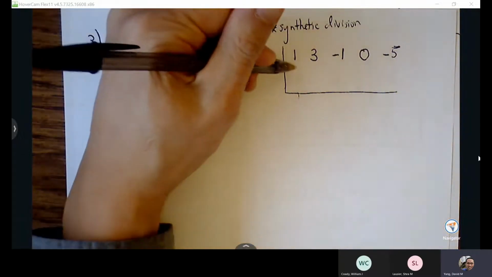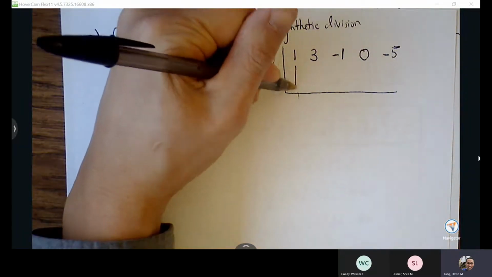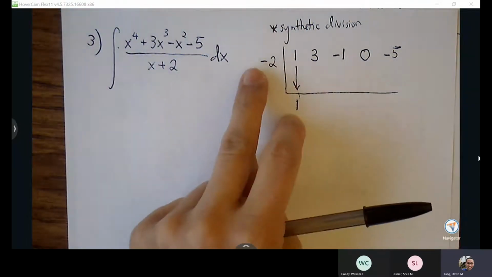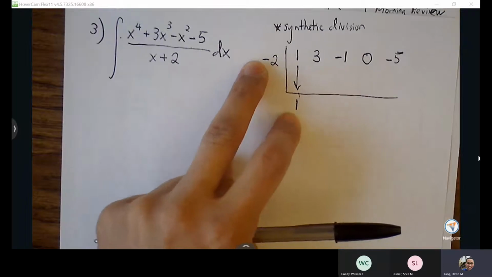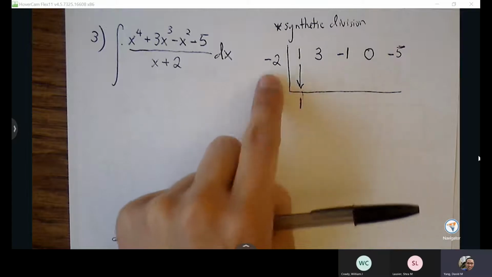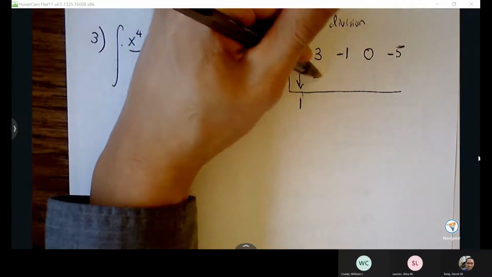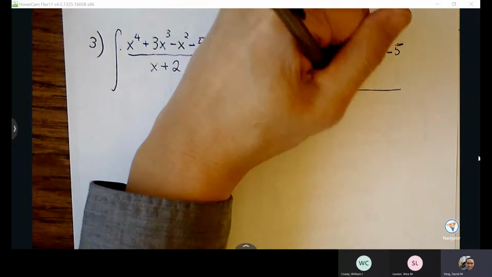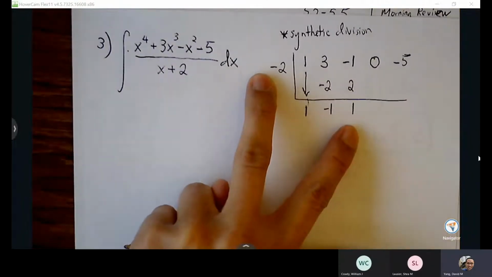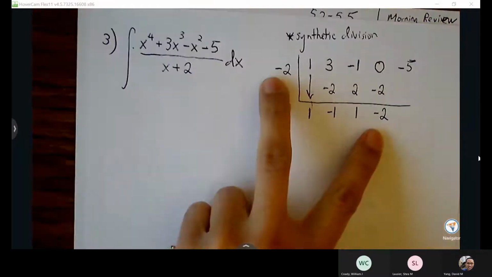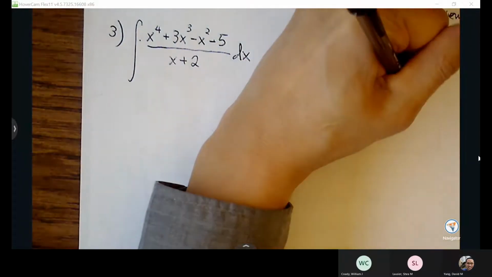All right, so now first thing we do is we bring the first number down below the line. And once the number is below the line, we're ready for it to involve multiplication. Okay, with a divisor value out here. Okay, multiply, add, multiply, add, multiply, add, multiply, and add.